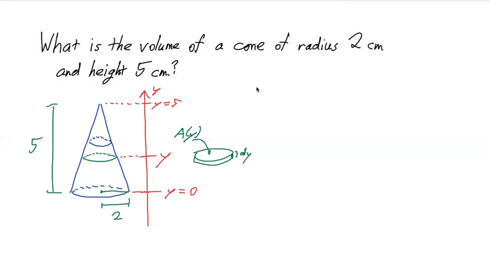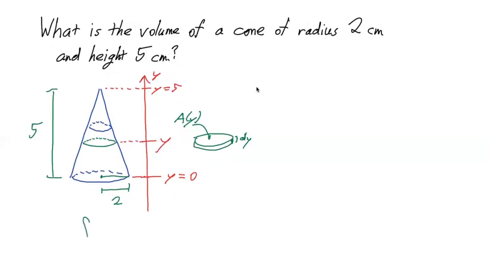And then our integral to solve this will be the integral from 0 to 5 of A of y dy. So that's the setup for the volume by slicing. And make that look a little more like a 5. It's about the same.